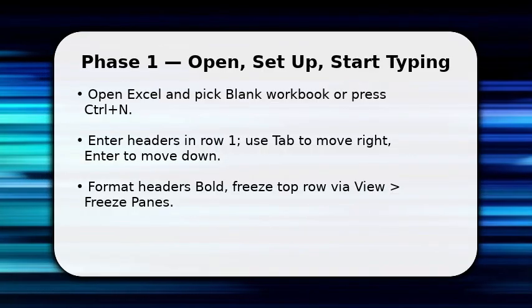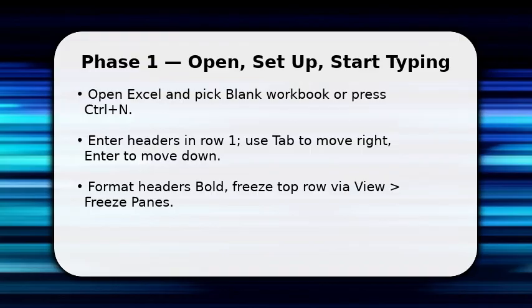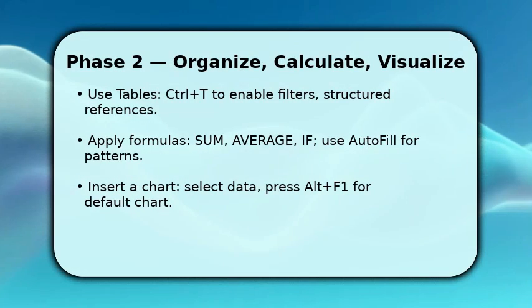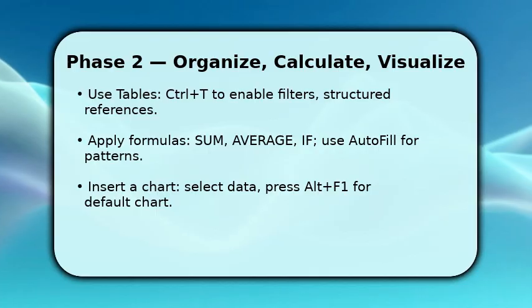Use Ctrl+S to save with a clear file name. This gets your sheet usable immediately and prevents data loss while you move to analysis. Now organize with a table. Select your range and press Ctrl+T so filters and structured references work reliably.